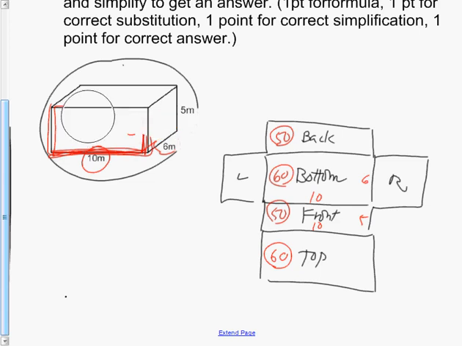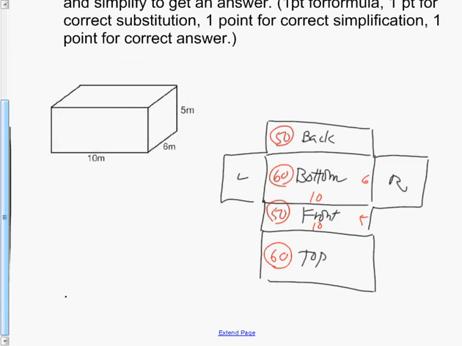And the last one I need to figure out is this right and left one. And there is the right, which is 6 by 5, which means this has an area of 30. And my left is identical, so I'll put 30 over there. And then all I have to do is add them together. So 60 and 60 is 120. That's 220. That's 250. That's 280. So the surface area is 280 meters squared.